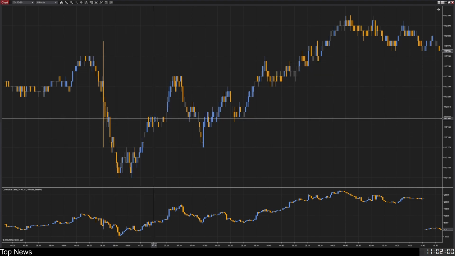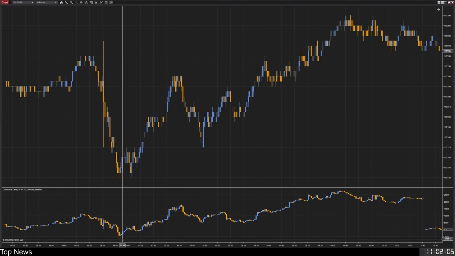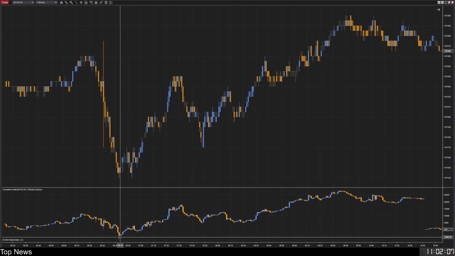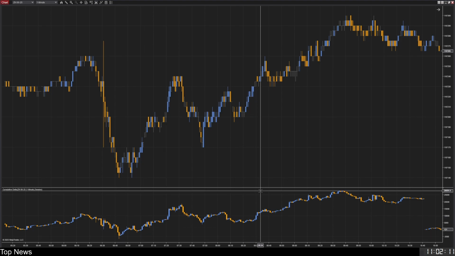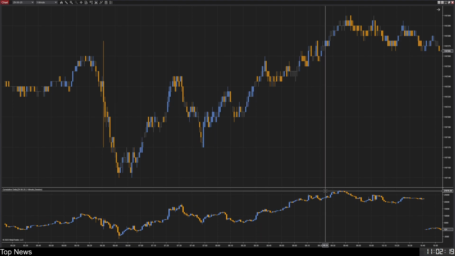Here on this day, we had some news that pushed us down, and then afterwards, a large meta order started to come in and eventually push us up. And you can see here the very low end of the move was about negative 5,000 contracts in cumulative delta, and the high is about 25, 28. So we had over 30,000 contracts net change in cumulative delta.